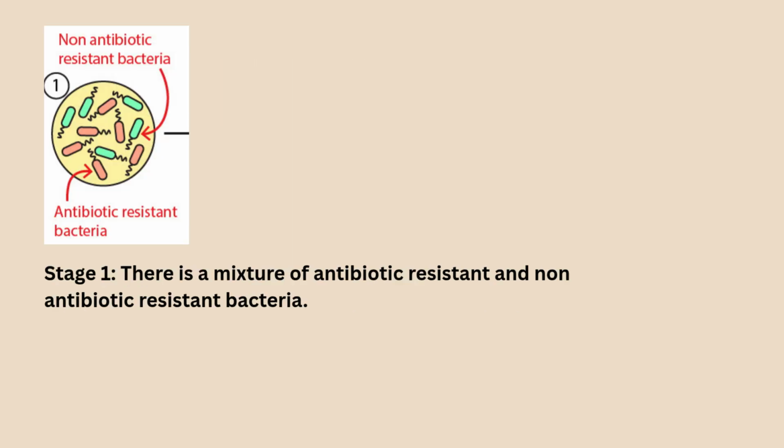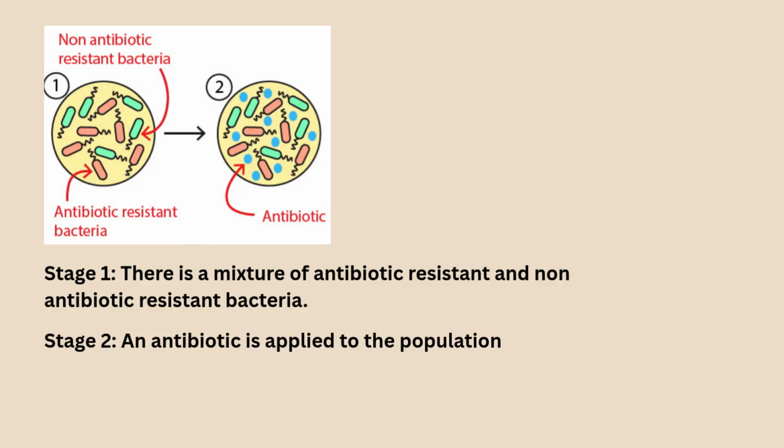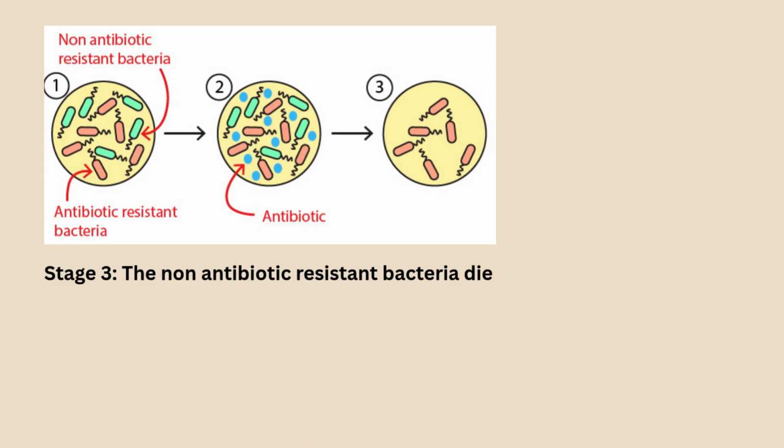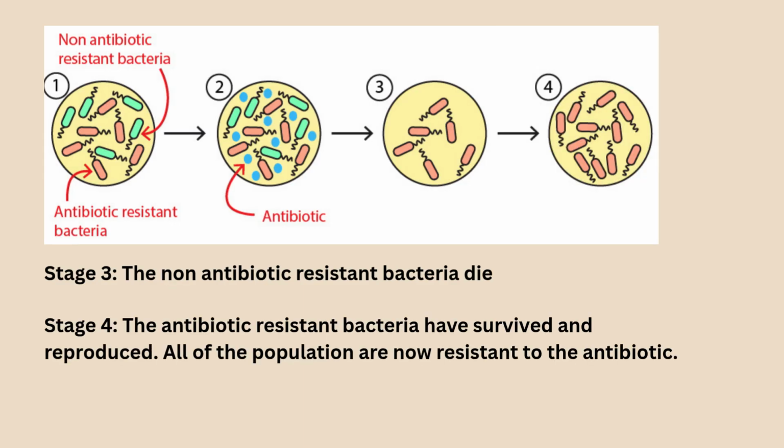So in stage 1, there is a mixture of antibiotic resistant and non-antibiotic resistant bacteria. In stage 2, an antibiotic is applied to the population. In stage 3, the non-antibiotic resistant bacteria die. This means that the antibiotic resistant bacteria will survive. And in stage 4, the antibiotic resistant bacteria have survived and reproduced, so all of the population are now resistant to the antibiotic.